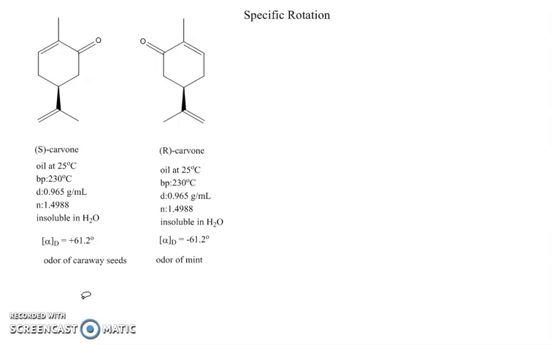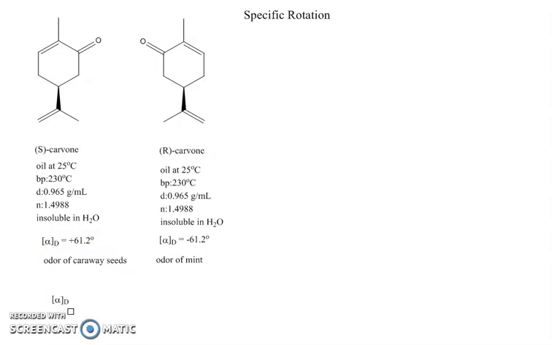Their aromas are different. The S carvone has the aroma of caraway seeds, and it's actually isolated from caraway seeds, whereas the R carvone is found in mint, and it has the odor of mint. So our nose is able to distinguish between these two enantiomers, even though their physical properties are the same. And that's quite often the case in biological systems. Quite often biological systems are able to distinguish between one enantiomer and another.